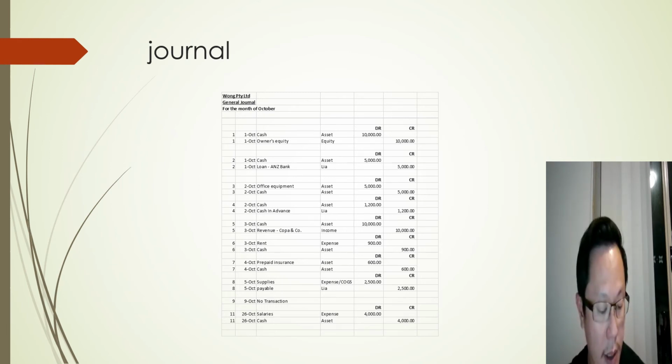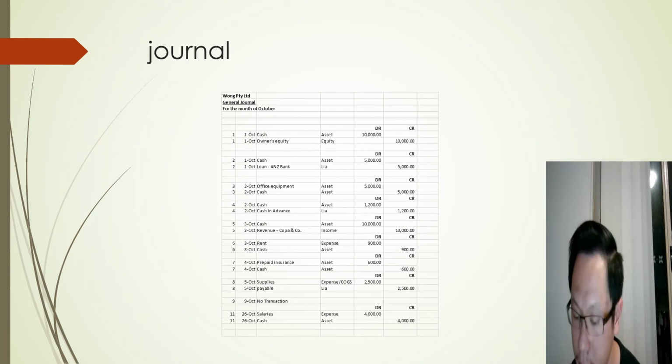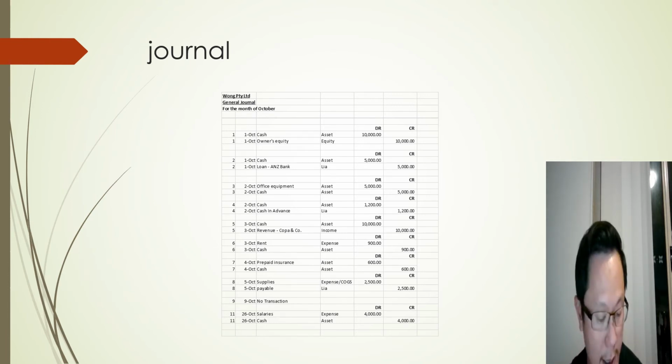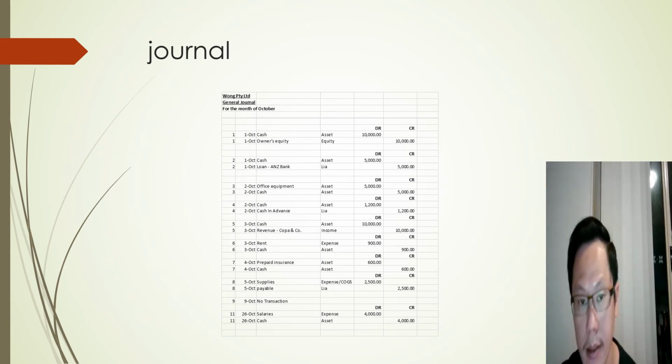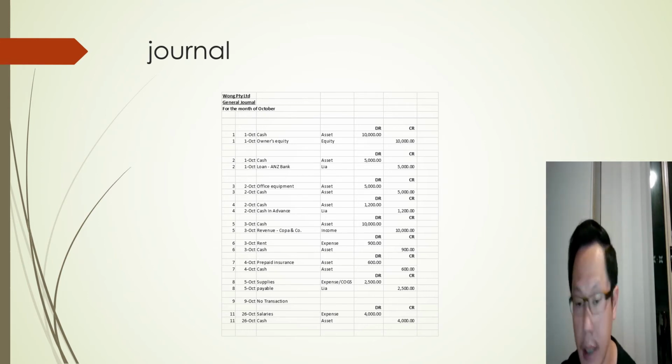Transaction number 7. Payment of insurance in cash. On the 4th of October, Wong Pty Limited pays $600 for a 1-year insurance policy that will expire next year on the 30th of September. So the prepaid insurance going up by 600, cash going down 600.